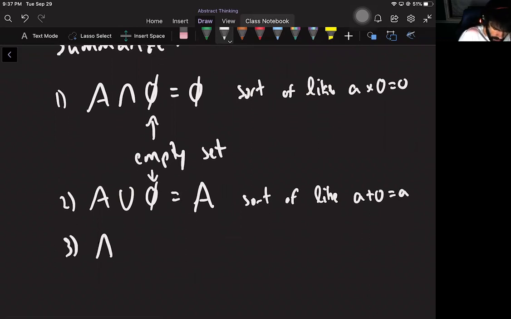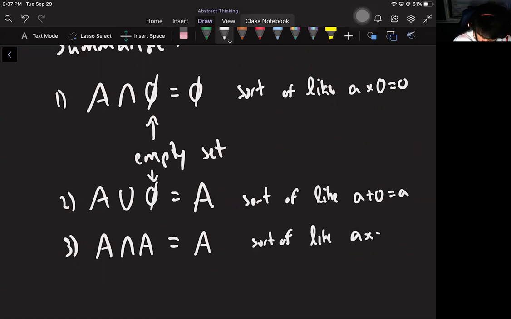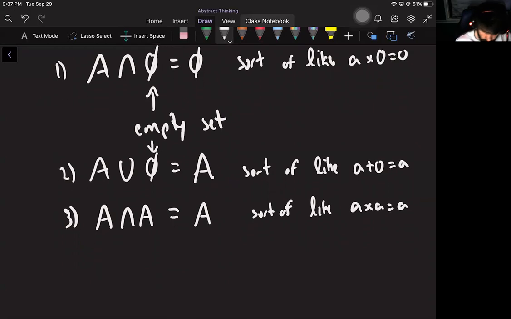So let's do another one. So A intersect A, what should that be? Well, what do A and A have in common? A. So in this way, it's not like multiplication because this is like saying that A times A equals A always, but that's definitely not true. That's only true for like 1 and 0. So not true. So this is a way in which intersection of sets is different from multiplication of numbers.